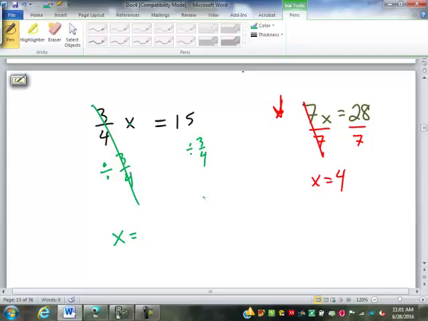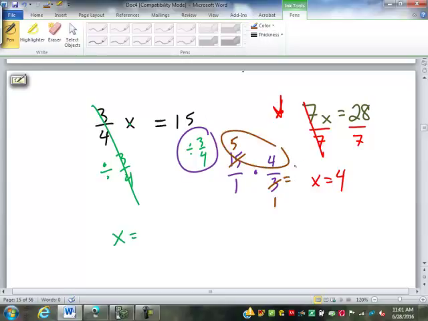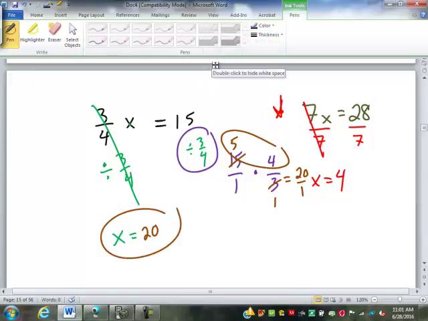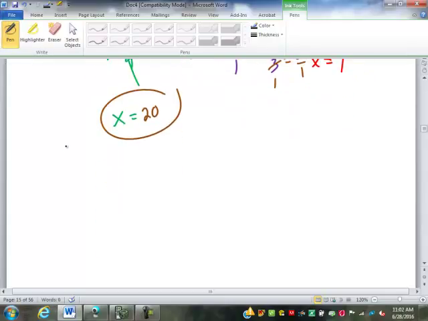So x equals 15 divided by 3/4. So this is 15 over 1 times 4 over 3. I'm multiplying by the reciprocal. I can actually cross cancel the 15 and 3 to give me 1 and 5. 5 times 4, 20. 1 times 1 is 1. 20 over 1 is 20. X equals 20. So it's not much more of a problem when I go to something like this.